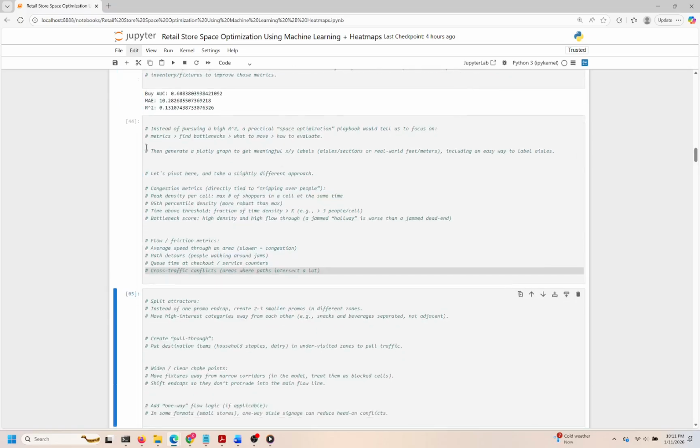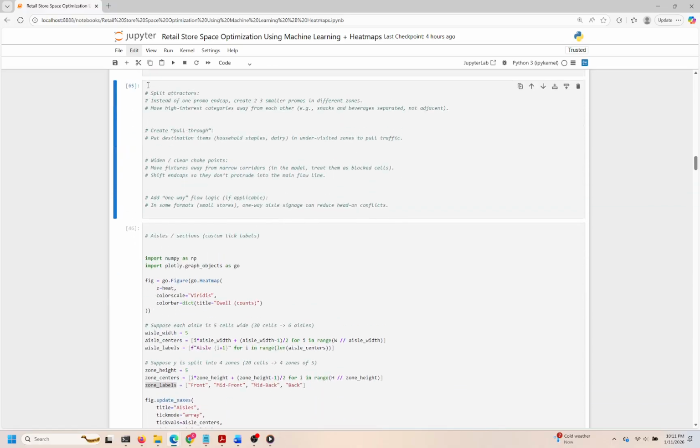As we proceed to the next cell, we'll be generating a plotly graph to visualize these metrics effectively. This will include labeling axes in a way that resonates with real-world dimensions, making it easier for us to analyze and interpret the spatial dynamics at play. The visual representation will help us understand where adjustments can be made for a smoother shopping experience.